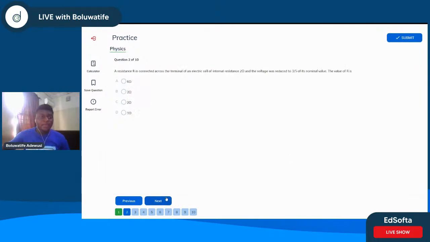So let's move forward. Okay, now look at this. A resistance R is connected across the terminal of an electric cell of internal resistance 2 ohms, and the voltage was reduced to 3/5 of its nominal value. The value of R is... okay, this is actually pretty simple. So what we do here is this. Remember, I told you that the formula for the EMF, E, equals I bracket big R plus small r. So the thing is this.